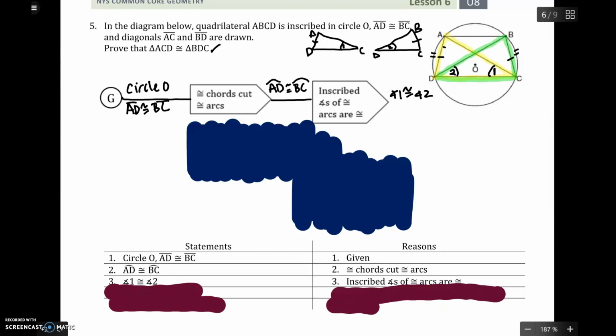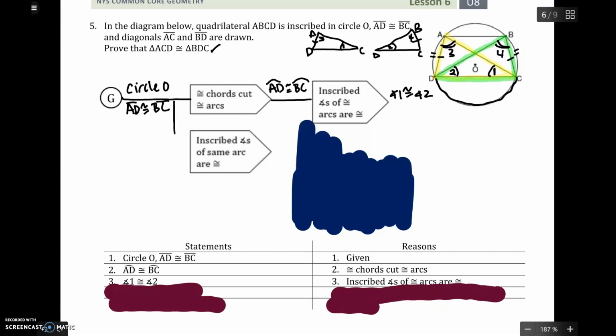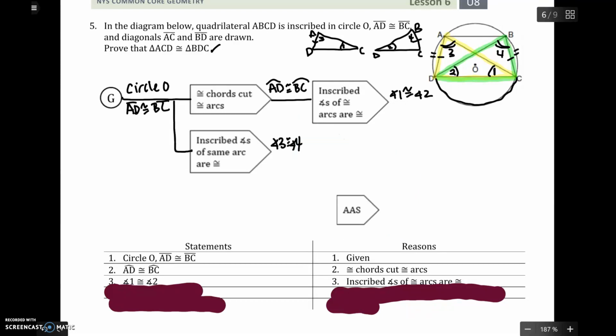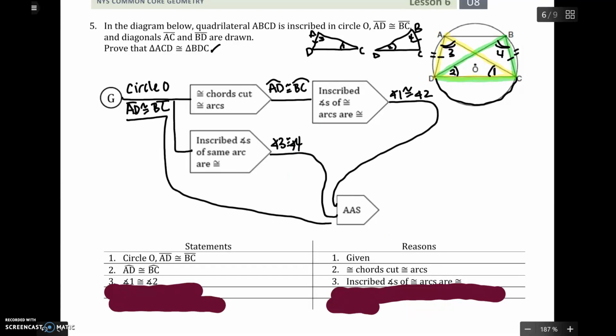So instead, I'm going to look at my angle here and how those are also inscribed, and both of them are going to be half of DC. So those are going to end up congruent to one another as well. And so I'm going to say that inscribed angles of the same arc are congruent off of that circle to get angle 3 congruent to angle 4. And then I'll have angle side because I have those two angles plus this side from earlier from the given. And that will give me triangle ACD congruent to triangle BDC.